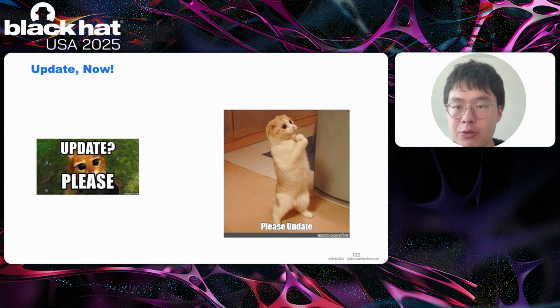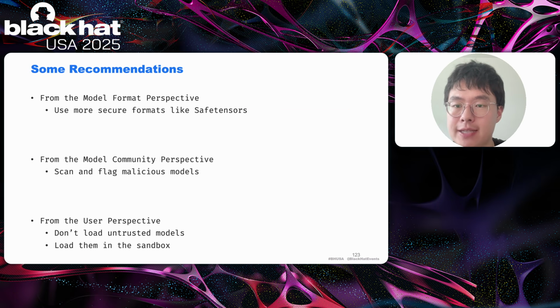If you are still using an old version of PyTorch, please update now. And here are also some recommendations. From the model format perspective, we should use more secure formats like SafeTensors. From the model community perspective, we need to scan and flag malicious models, and Hugging Face has already done the relevant work. And from the user perspective, we should not load untrusted models, and it is better to load these models in a sandbox.